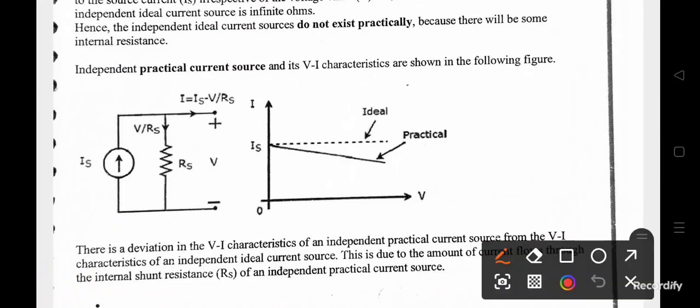Independent practical current source and its VI characteristics are shown in the following figure. There is a deviation in the VI characteristics of an independent practical current source from the VI characteristics of an independent ideal current source. This is due to the amount of current flowing through the internal shunt resistor Rs of an independent practical current source.